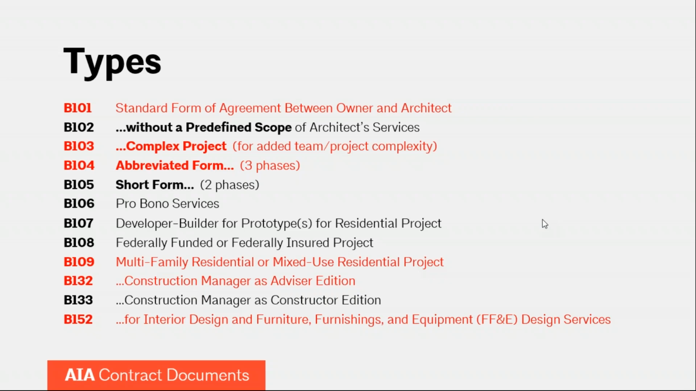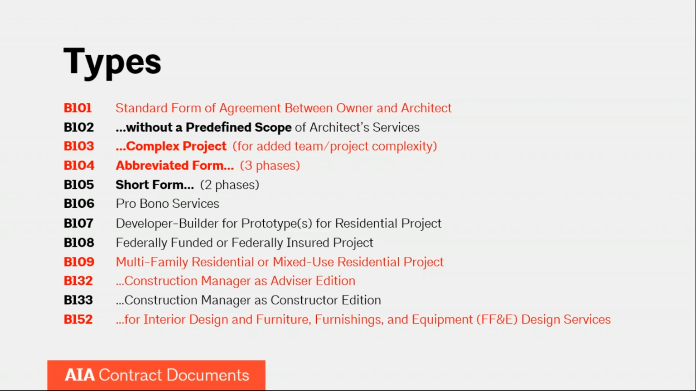The B104, the abbreviated agreement, is intended for use on construction projects of limited scope and complexity. An abbreviated version of the B101, like the B101 and the B103, it's used to establish terms and conditions and the architect's scope of services for building design and construction administration services. As I mentioned before, it contains a compressed form of basic services with 3 phases: design, construction documents, and construction.